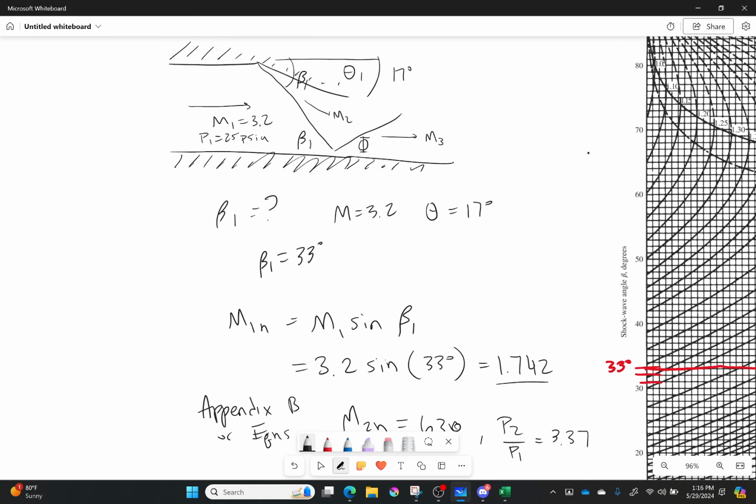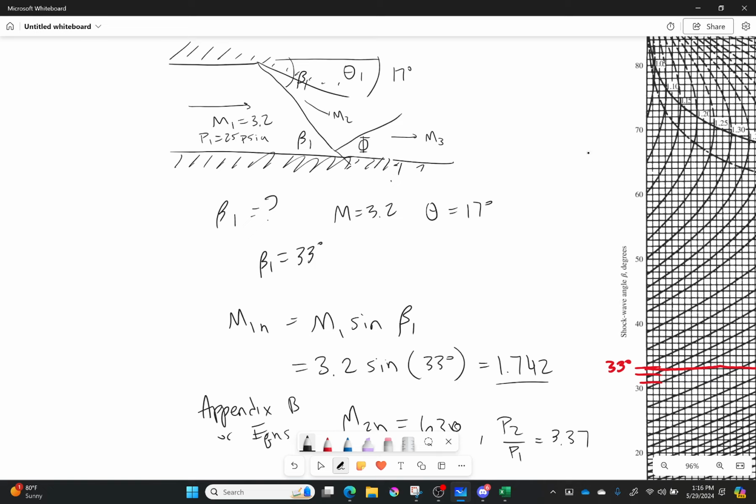I have to figure out what beta 2 is, and this right here, that is beta 2. Okay, that is beta 2. Make sure I'm doing this right there. Yep. Oh, no, I failed you there. I'm sorry. That was the wrong line.